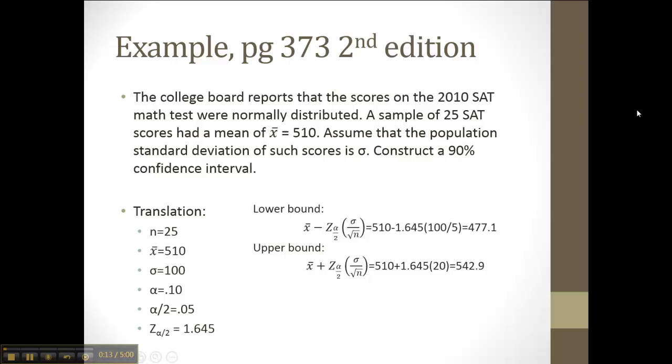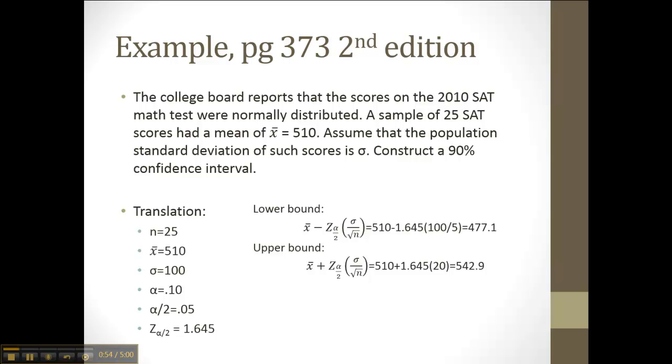This is on page 373 of your second edition of the textbook, and it says that the College Board reports that the scores on the 2010 SAT math test were normally distributed. So there's one of our conditions. We know it's normal. A sample of 25 SAT scores had a mean of 510. Assume that the population standard deviation of such scores is, I forgot to put that in there. Okay, the standard deviation is 100. Typo number 2 in these videos. I apologize. I thought I edited them.